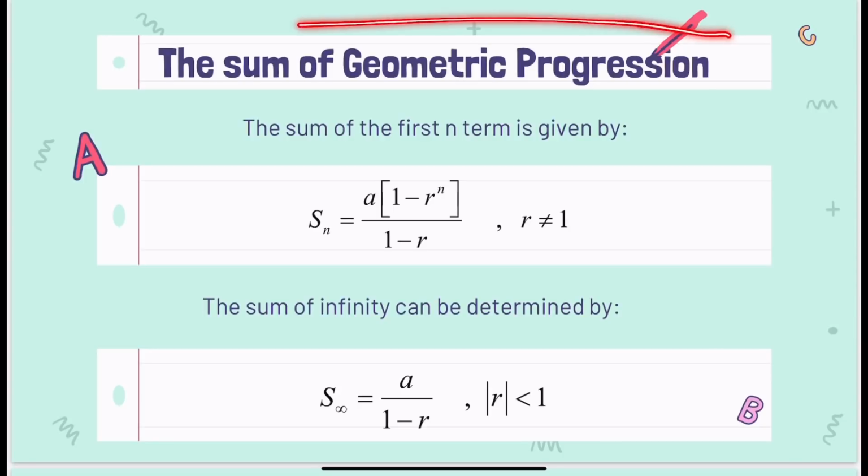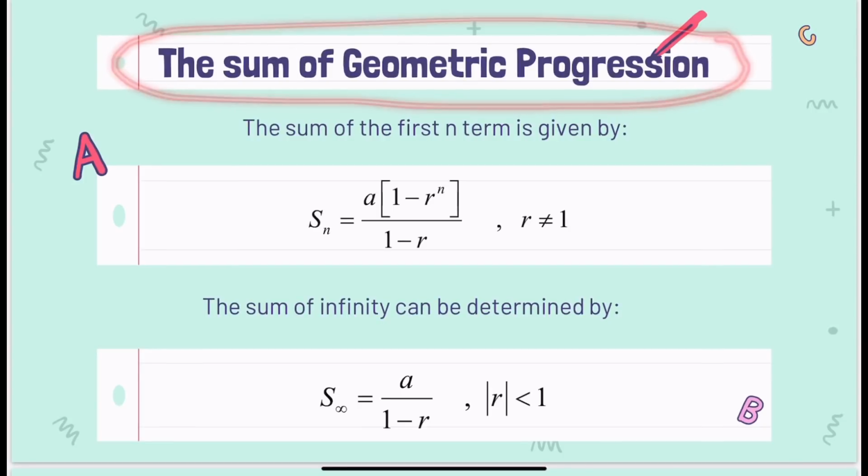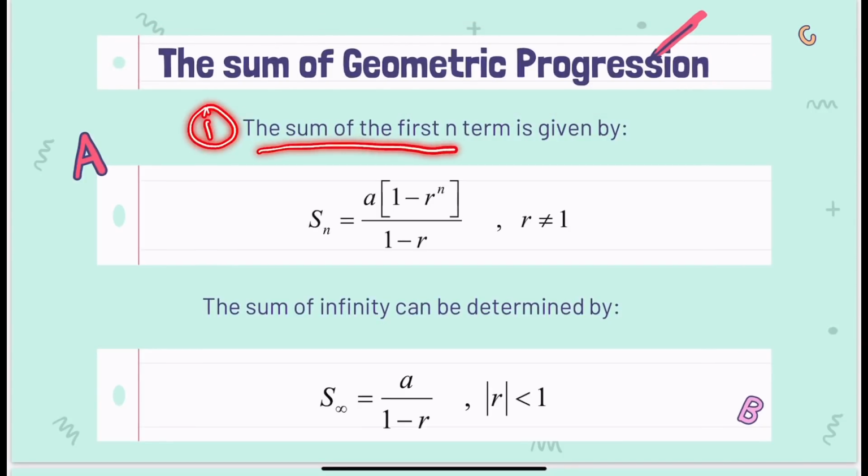Now let's look at the sum of geometric progression. The first one is the sum of the first n terms.